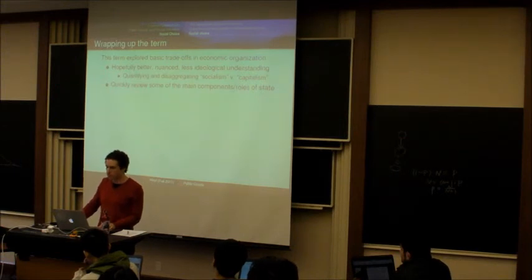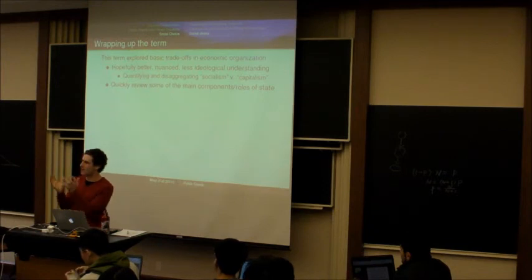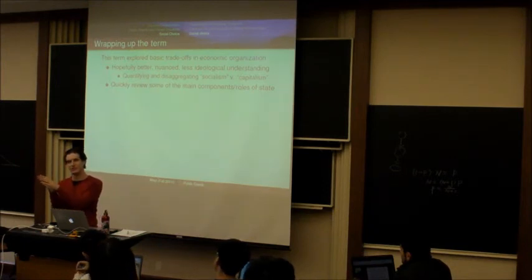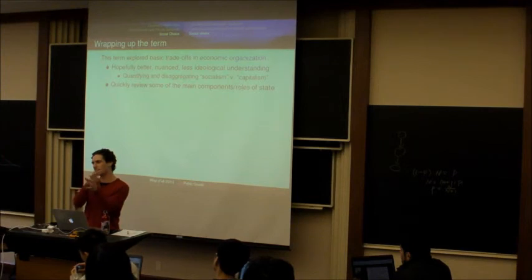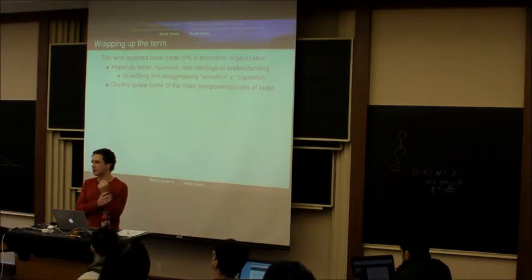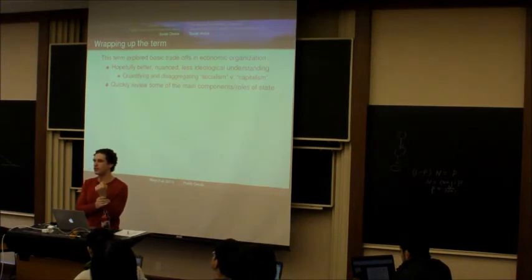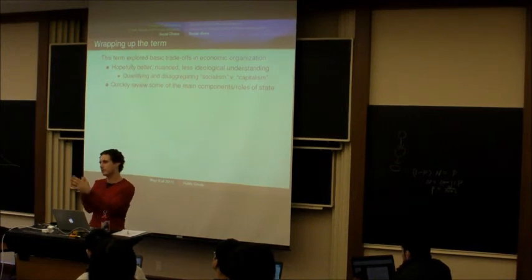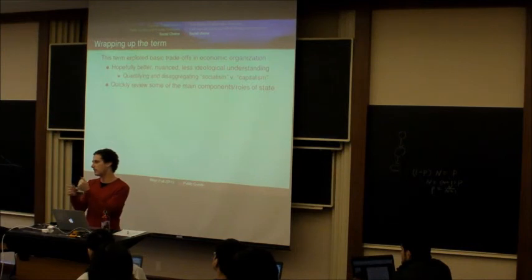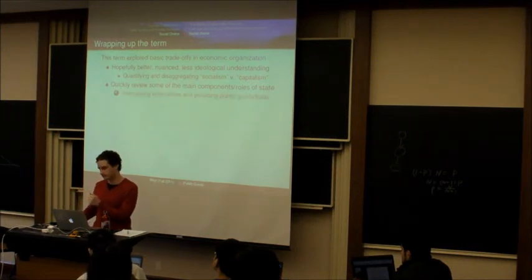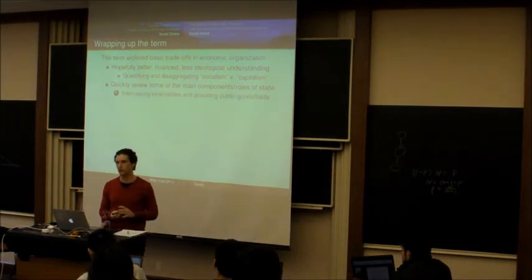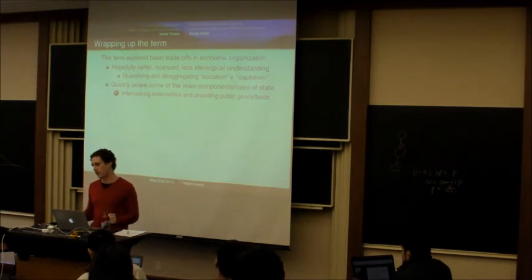I hope to have shown you that the things which make up capitalism and the things which make up socialism are very complex, not necessarily all that related to one another, and that we can actually quantify the trade-offs between those different institutions. So rather than just ideologically debating one system versus the other, we can try to measure the costs and benefits of different parts of each system. Let me go through a few examples of what we did.